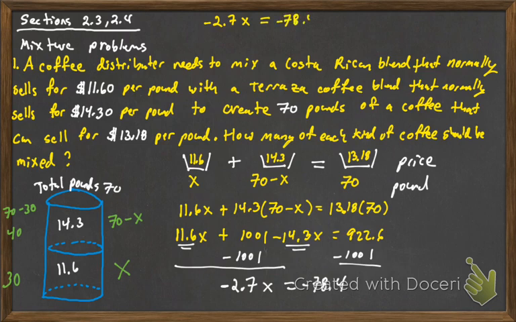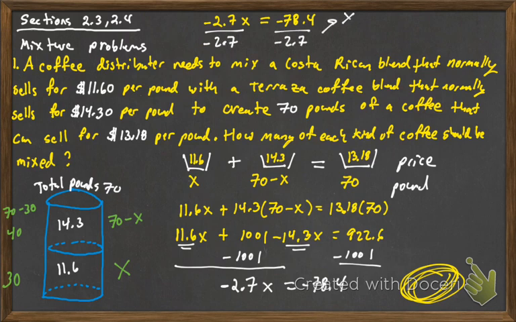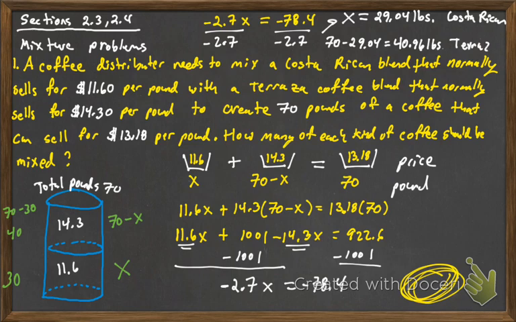I'm going to go up to the top of the screen there, and all I'm going to do is rewrite it because I'm about out of space, and usually we have some sort of thing blocking the picture here. Okay. So last thing to do here is to divide by negative 2.7. So we'll go ahead and divide both sides by negative 2.7. That's going to tell us x is about 29.04, and that's going to be pounds of the, and here the x represented the Costa Rican blend. And so to find the Terraza, we're going to take the total 70 minus the Costa Rican, and so we get 40.96 pounds of the Terraza coffee.